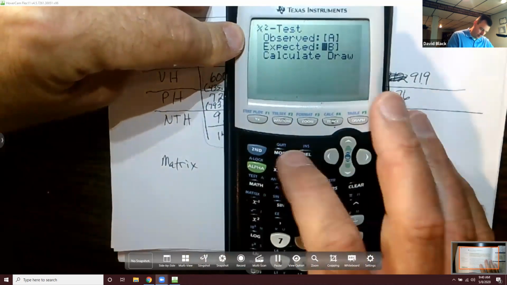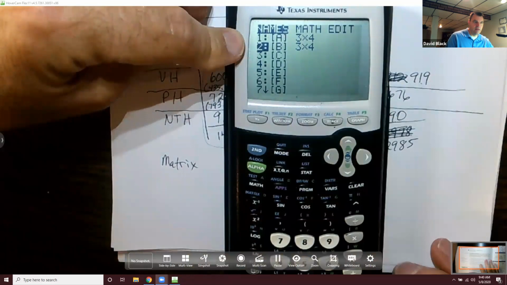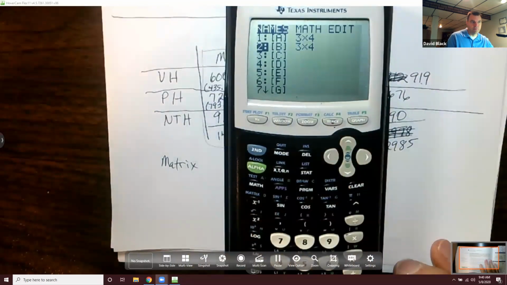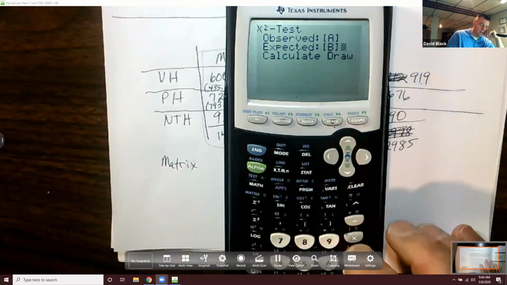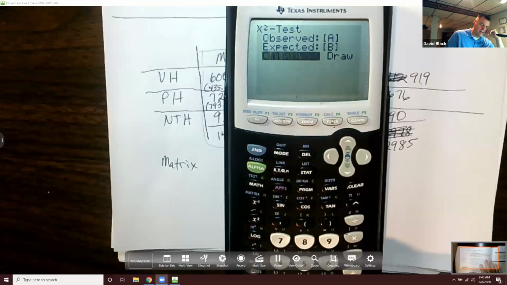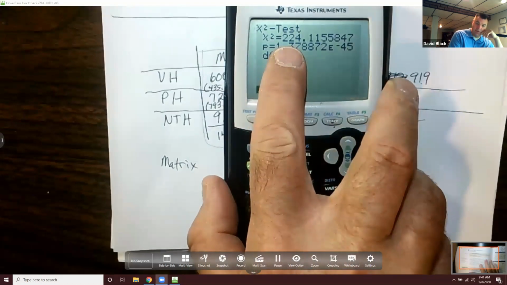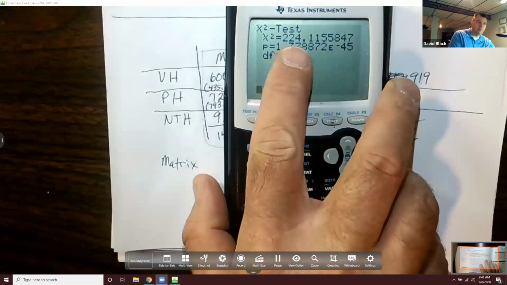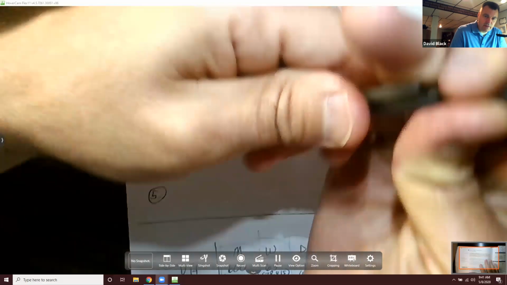Same thing, go down here to B, second matrix, go down to B, or just hit 2, and it'll throw matrix B in there for you. All right, and if we just calculate then, it's going to give us that chi-squared value that we saw in our book a while ago, 224.116. Okay, so now we're ready to go back up here and finish the test.